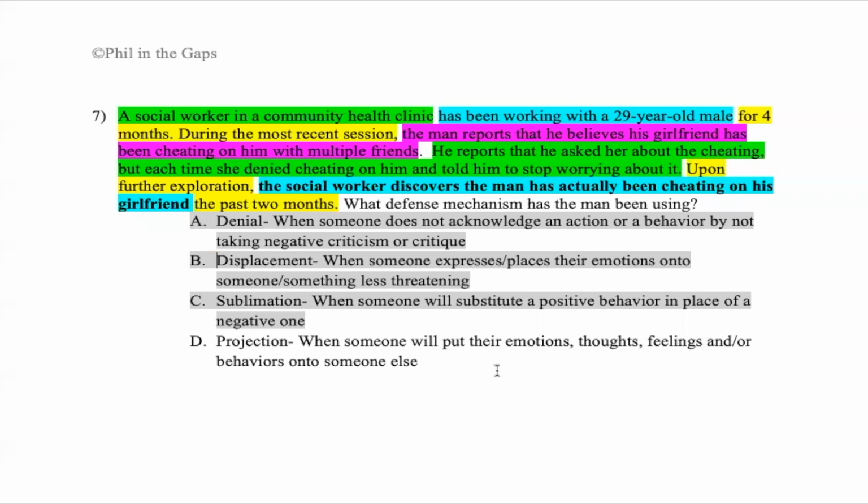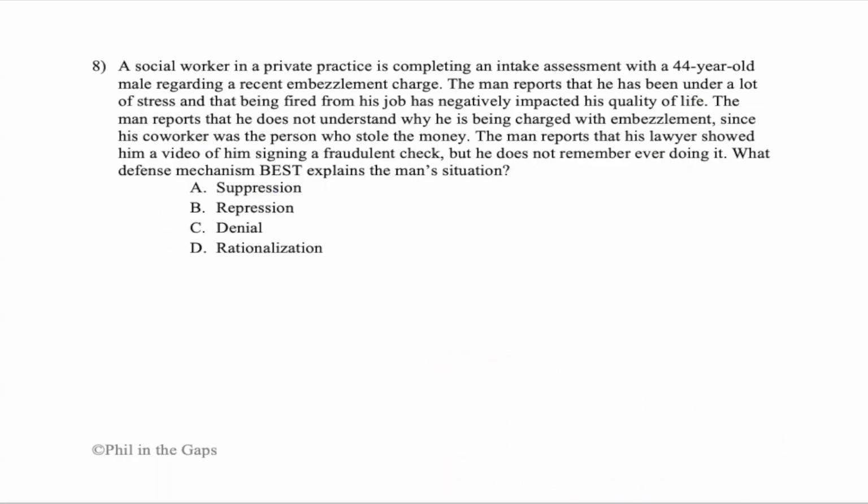So the correct answer here is going to be D, projection, because he had that projector on his chest and put it onto his girlfriend when he was the one that was actually doing the behavior. The correct answer here is D, projection, because he was projecting the behavior of cheating onto his girlfriend. So that's how we look at that question in particular. Question 8.